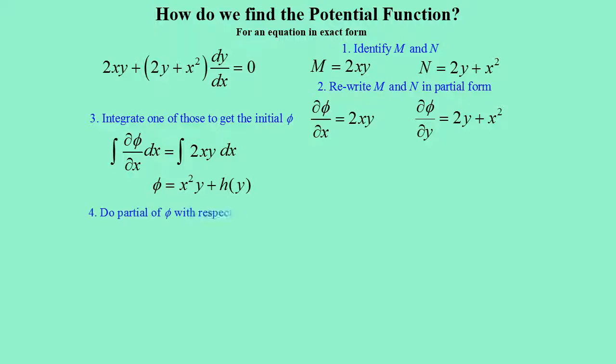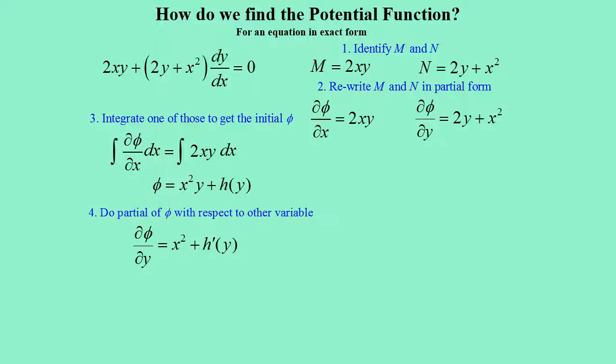To finish it out, what we're going to do is the partial derivative of this with respect to y. We just integrated with respect to x. Now we're going to do the partial with respect to the other variable, which is y. So doing the derivative of phi with respect to y, doing the derivative of x squared y with respect to y, and then doing the derivative of h with respect to y, here's what we come up with.